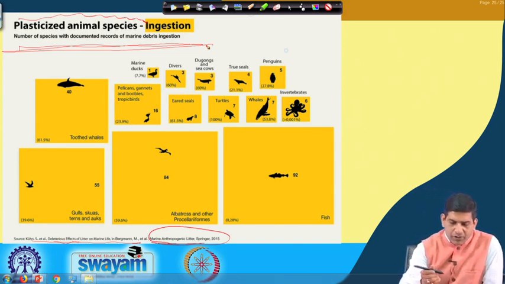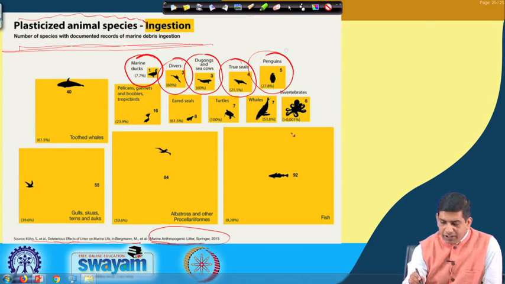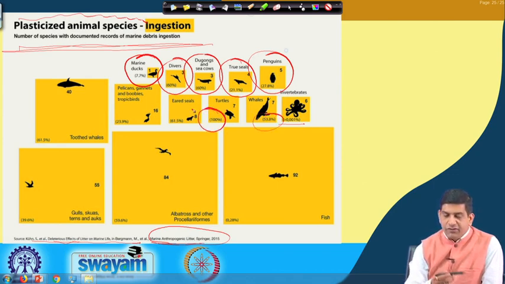What they found was marine ducks 7.7%, divers 60%, dugongs and sea cows 60%, true seals 21%, penguins 28%, and invertebrates, sorry, these are the percentages, and then here we have some numbers as well. Invertebrates more than 0.001%, whales 54%, turtles almost 100%. You saw the turtles video just before.